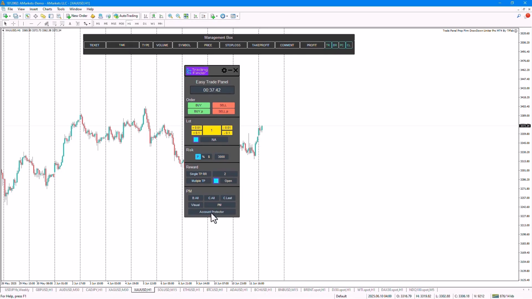By clicking on this option, an account protection panel is displayed for us where we can set limits to protect our account. We will provide further explanations about this section in the following parts.